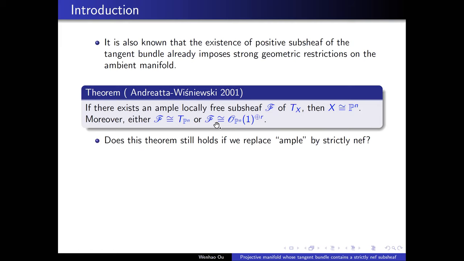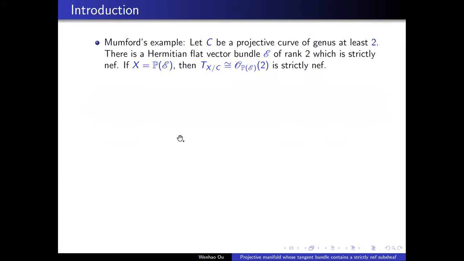And motivated by the previous problem, we are interested in the following question. What happens if we replace the ample condition, this positive condition, by a slightly weaker positive condition, strictly nef, in this theorem? Does this theorem still hold for this classification? The answer is no. There is an example which is called Mumford's example. This example was known even before Hartshorne's conjecture. It is known in the 1960s, I think.